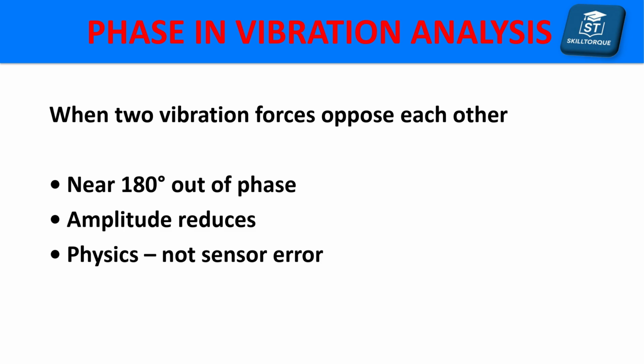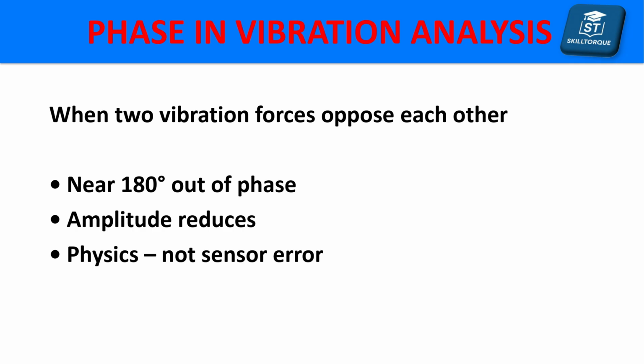Normally phase cancellation happens when two vibration forces act in opposite directions. Let's say one force is towards the left and another force is towards the right. If the two forces are nearly 180 degrees apart, we say that these forces are out of phase. Their vibration response will definitely get reduced because they cancel each other. Always remember, low vibration does not always mean low forces. The forces can still be high, but the vibration is reduced because of phase cancellation. Always remember this.